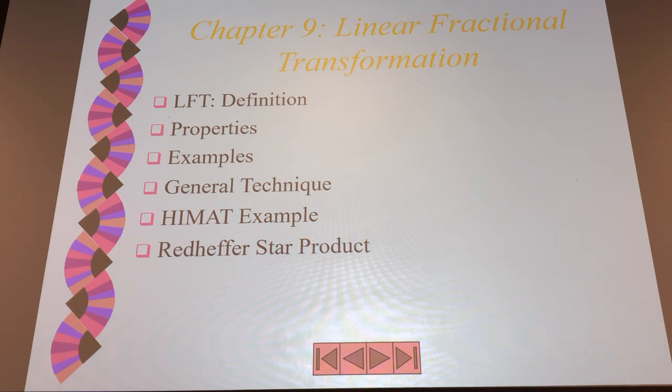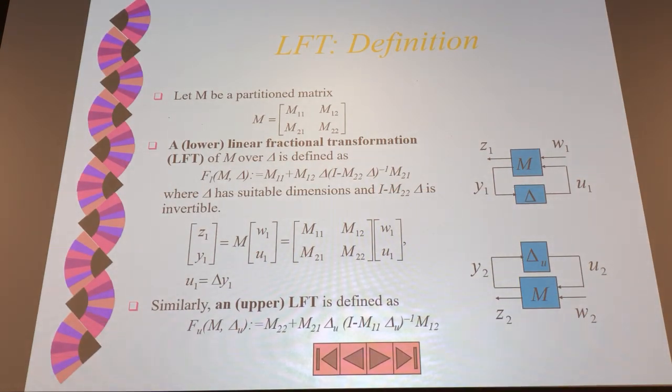So the whole purpose here is to use structural information to reduce that potential conservatism. Okay? So let's move on to study this LFT tool. Basically, we have a system, and you want to separate M and delta. There are two types of LFT.